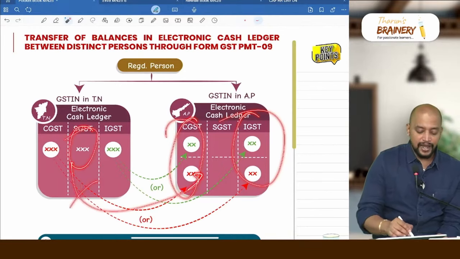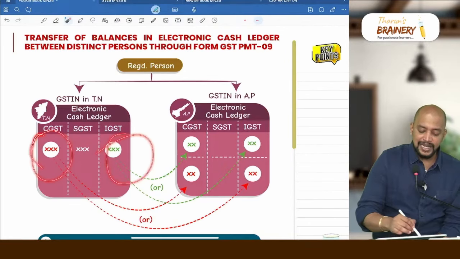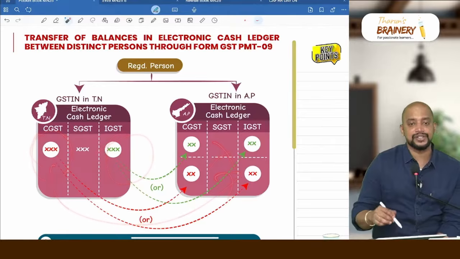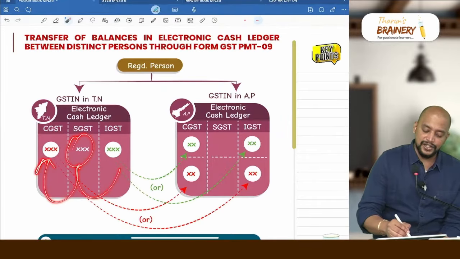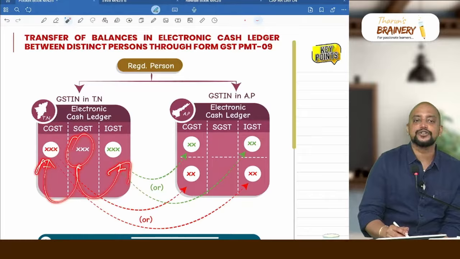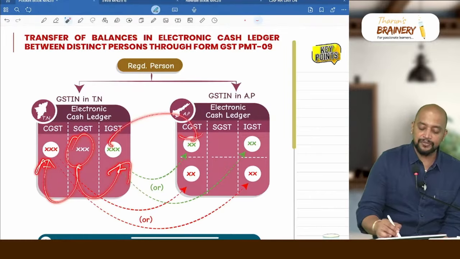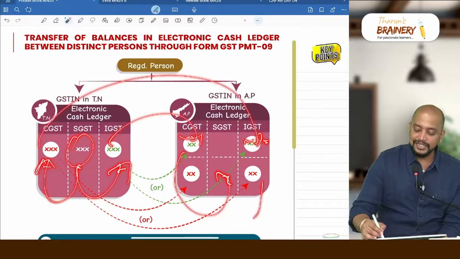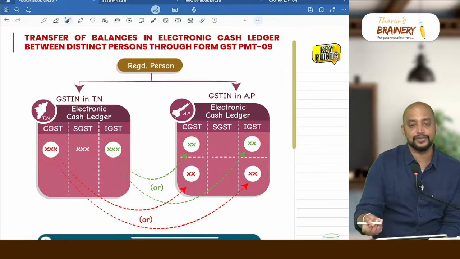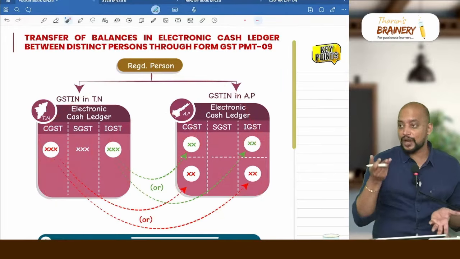SGST balance cannot be shifted to CGST, IGST, and CGST, IGST balance cannot be shifted to SGST. But what we can do is shift this SGST balance to CGST, IGST using PMT9. Thereafter, from there it can go to CGST, IGST. Again, from CGST, IGST it can be shifted back to SGST. We can do that. This plan is there.